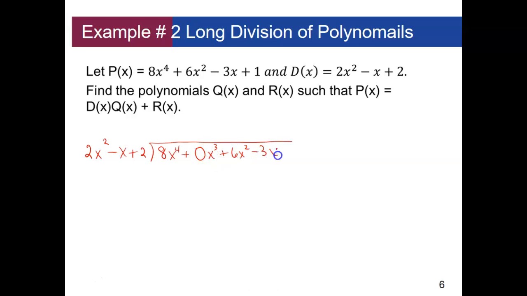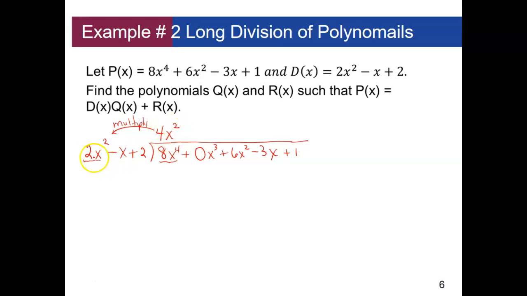So anything I'm missing, I need to fill in with a 0. The only thing from x to the fourth down that I was missing was an x to the third, so I'll put a 0 here. Okay, so I'm going to compare first term to first term. That means this needs to be multiplied by a 4 and an x squared to get it to equal this.